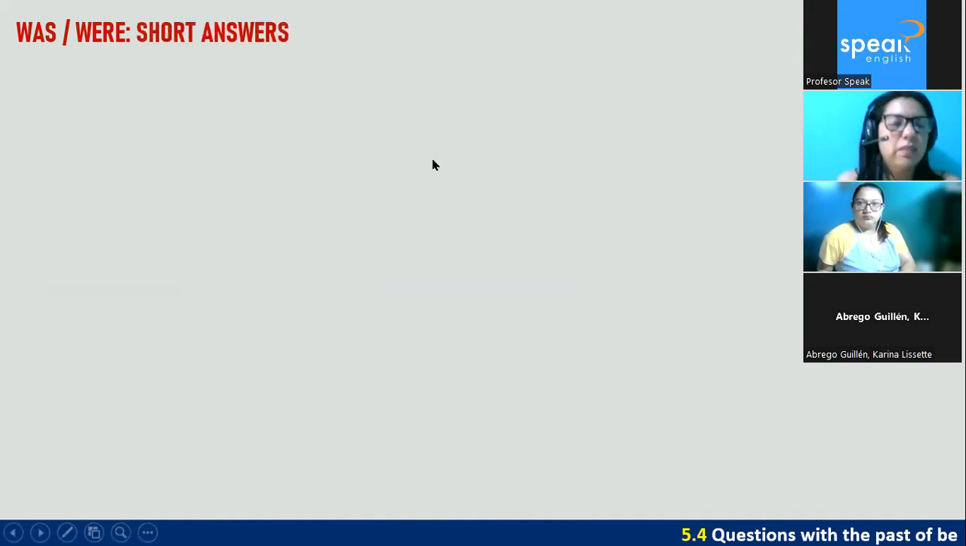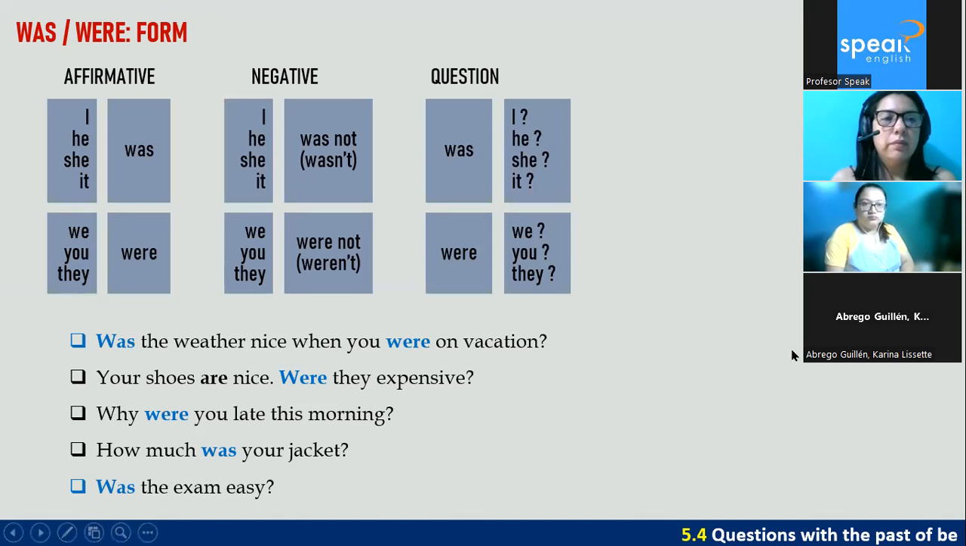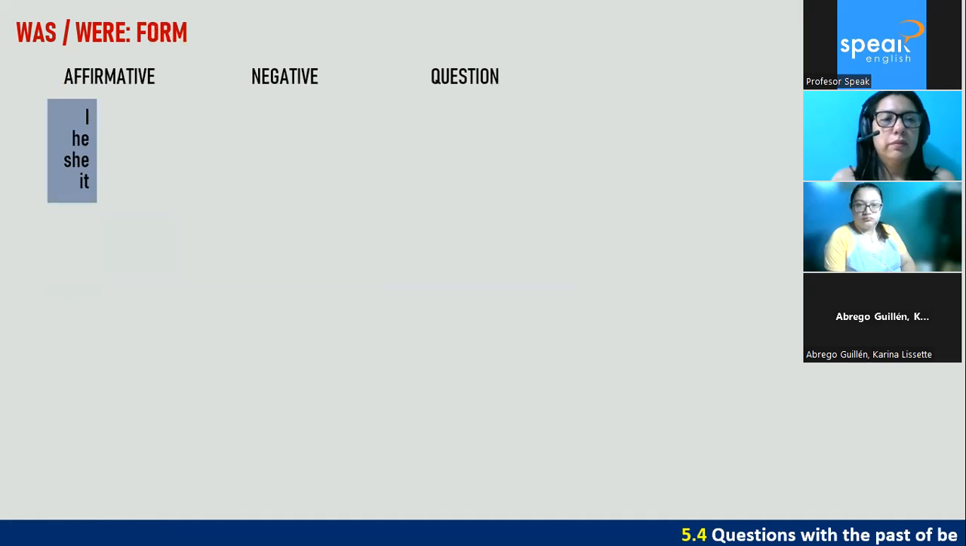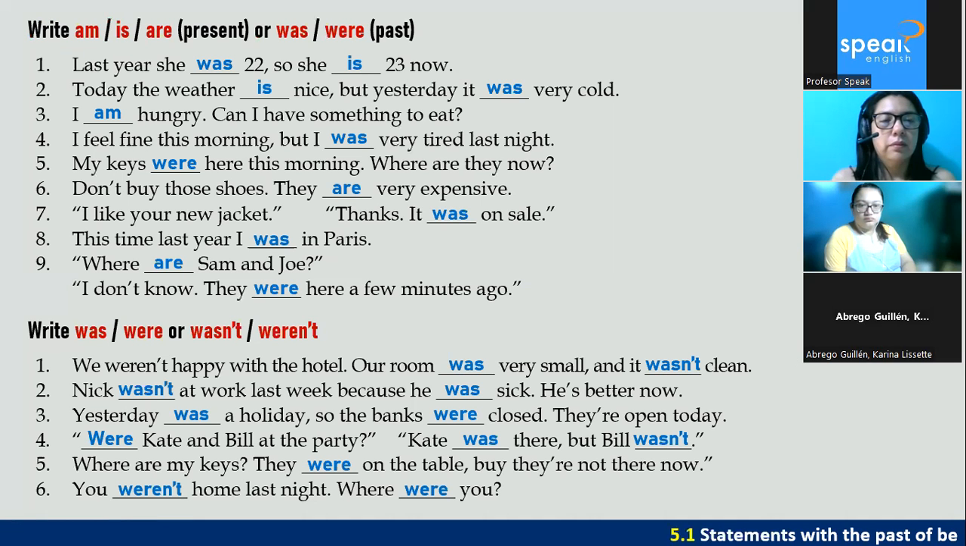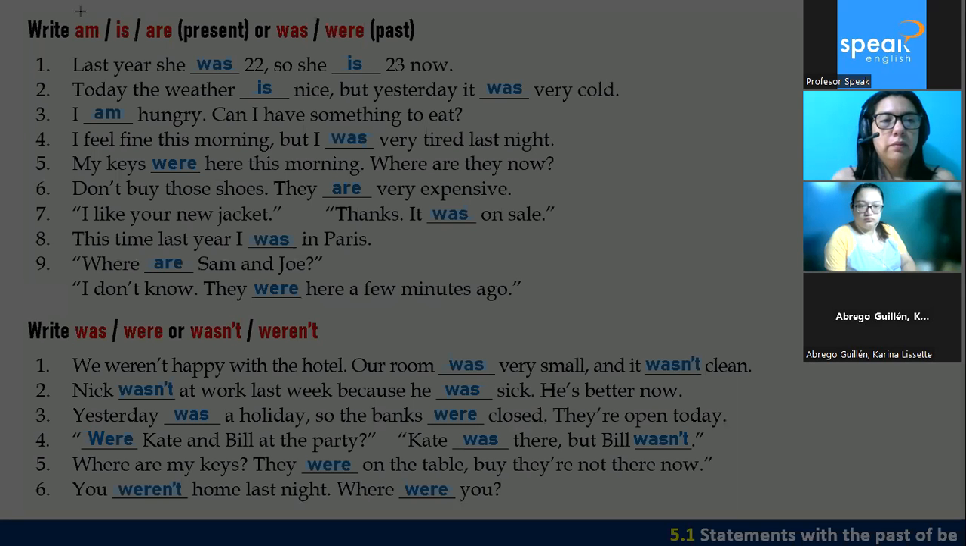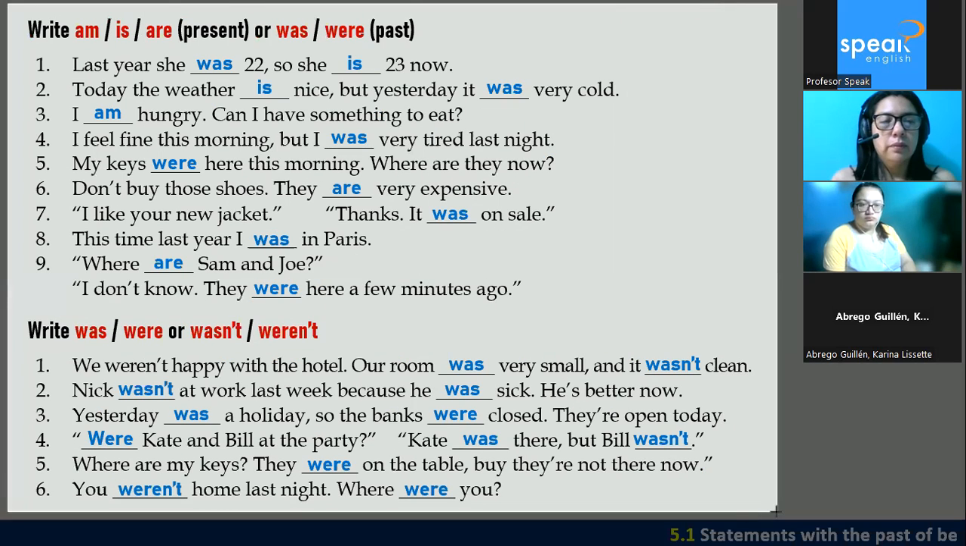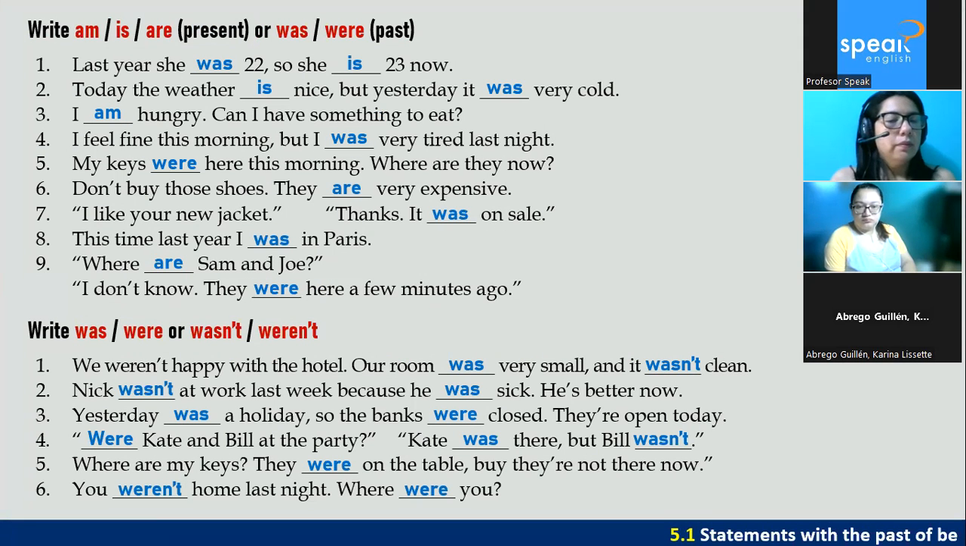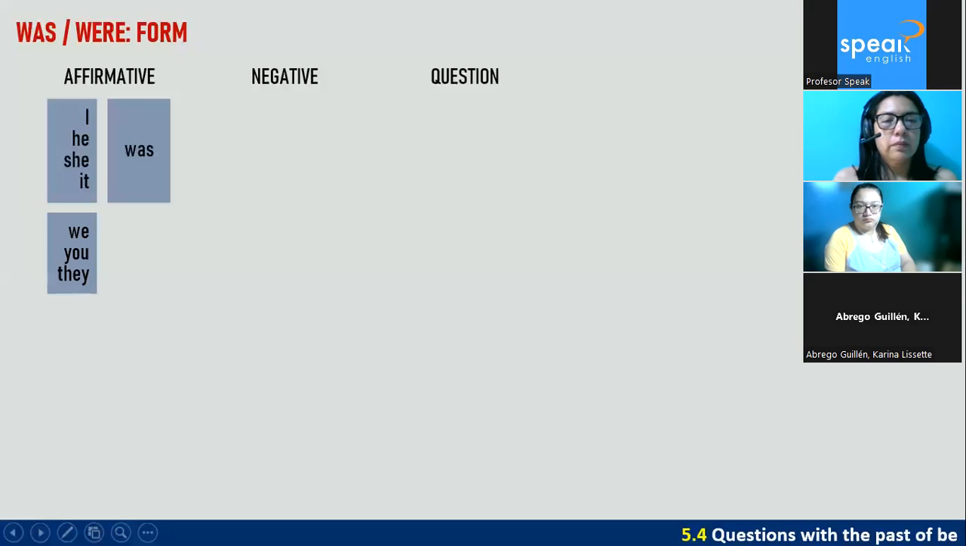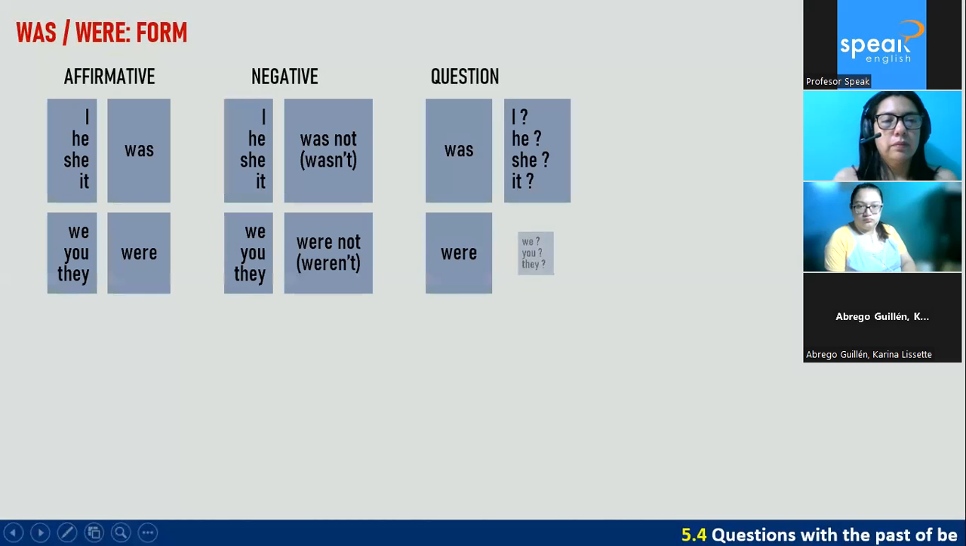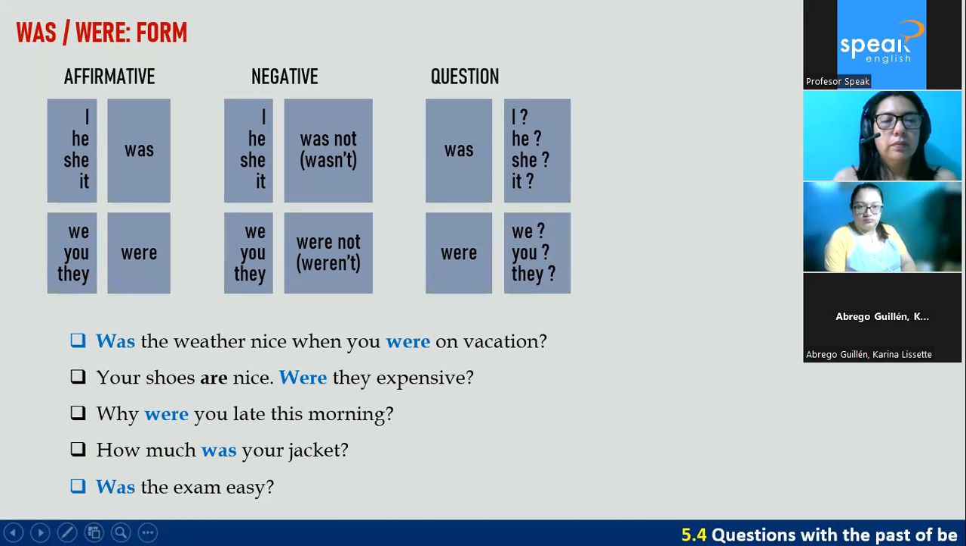Now, when it comes to the short answers, perdón, creo que no les he pasado la información de las slides anteriores, ¿verdad? Se las voy a pasar. Denme un momento. Aquí están ya contestados. Ahí está esta.